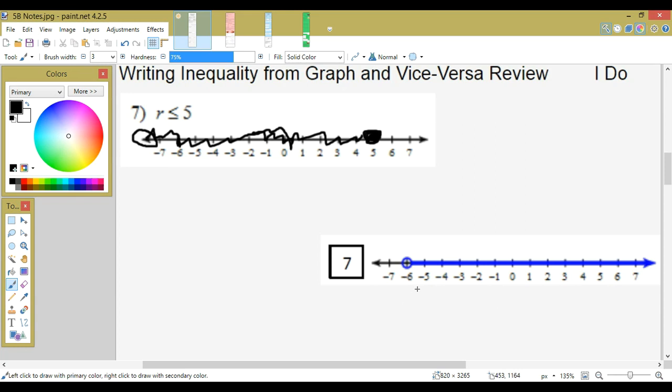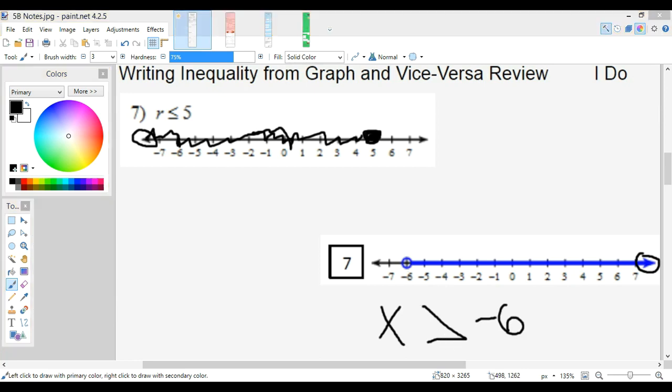On this one, we'll put our variable first, and then we put this symbol, greater than -6. There's no line because this is a hole.